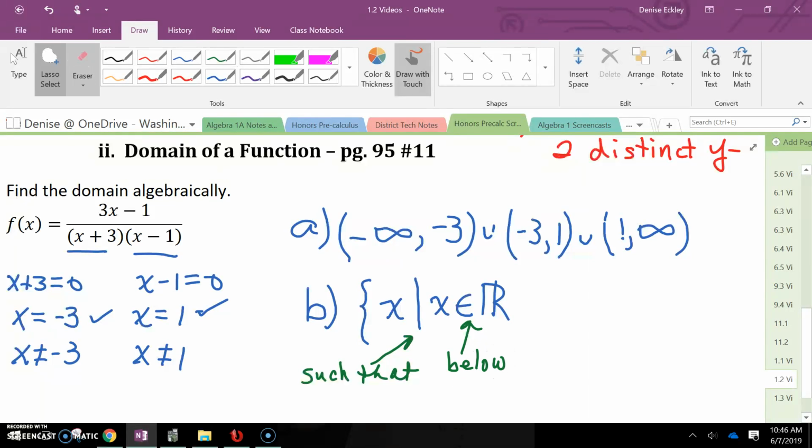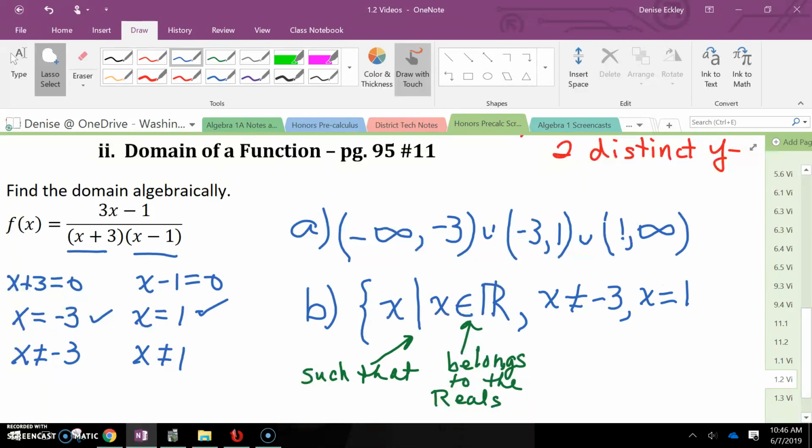Oops, I put it below. Belongs to the reals. And then I'm going to put a comma, and I'm going to write that's true, but two things cannot happen: x cannot equal negative 3, and x cannot equal 1. And then I close the bracket. So in that way, I have excluded the values. I have stated what x is. It's a real number with the exception of negative 3 and positive 1.